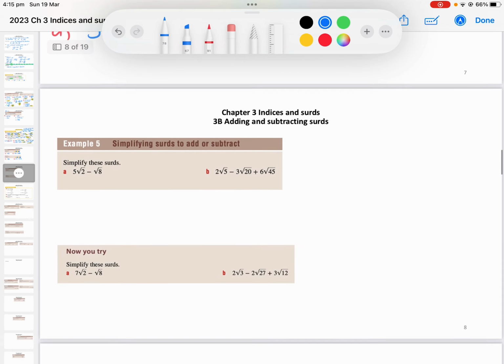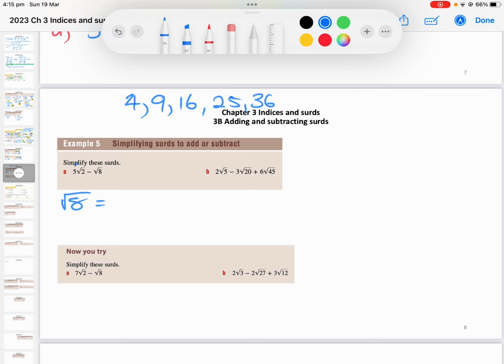If we subtract, we just do it the same way. However, this is a little bit tricky, isn't it? Because this is root 2 and this is root 8. So they're not like terms. But what I do know is that we can write the square root of 8. Which of the perfect squares, I'll just write them up here, goes into 8?